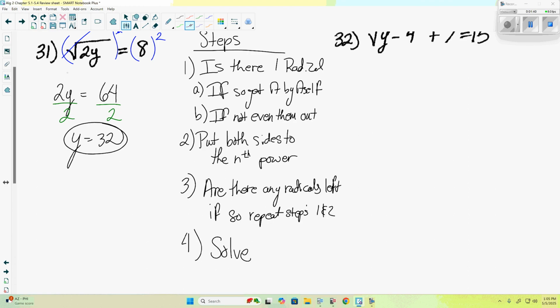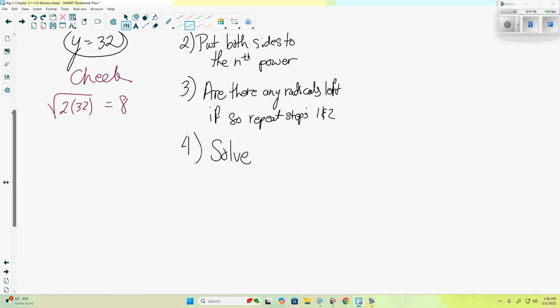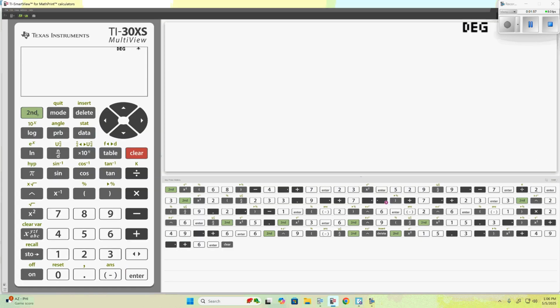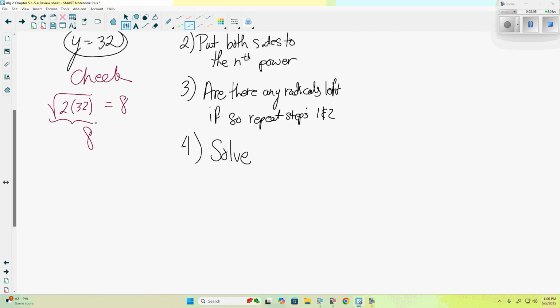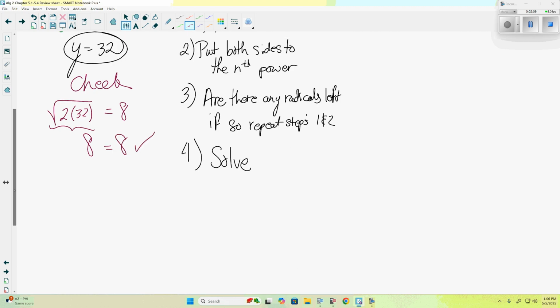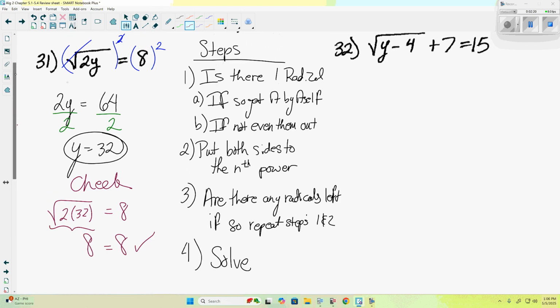Now, if it did ask for us to check, because it will say in the instructions if we do need to check to make sure it's true, that is the correct answer, 32. Now, if we want to check it, we can type it into the calculator. We can say second square root 2 times 32. And it tells us that this here is 8. 8 is indeed equal to 8, so y equals 32 is the correct answer. Questions on number 31?